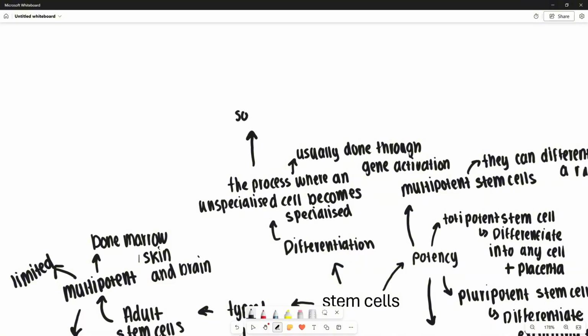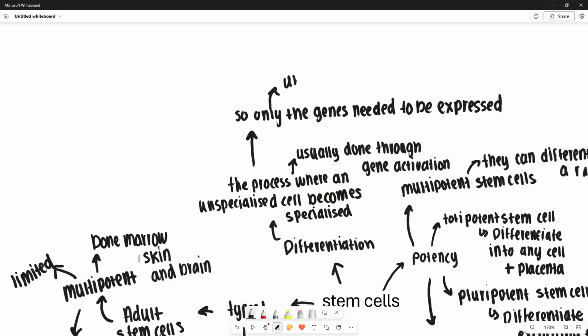So, only the genes needed to be expressed, unneeded genes remain dormant or silenced.